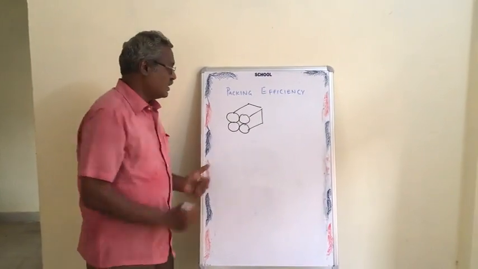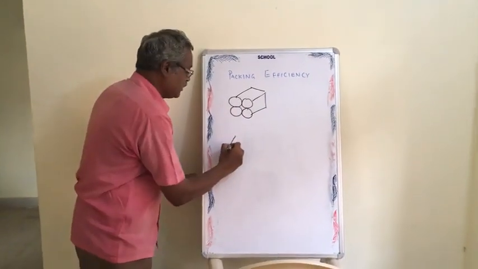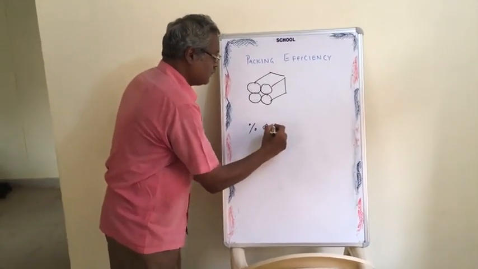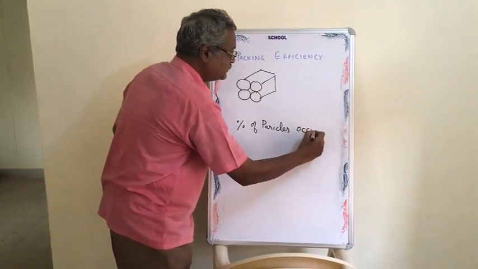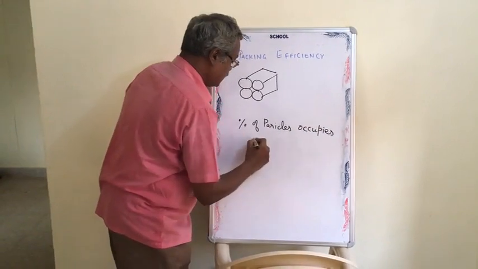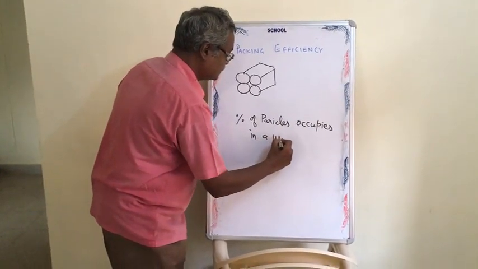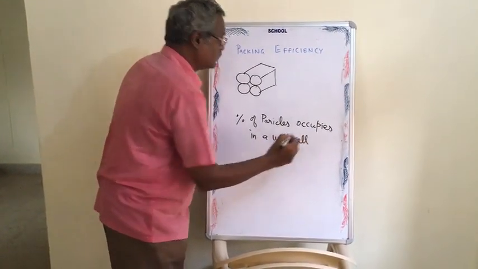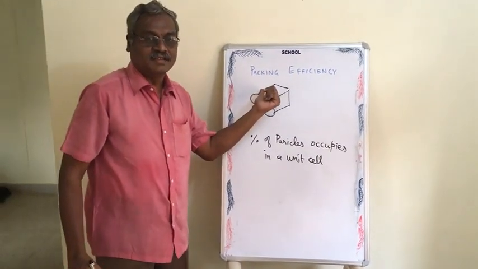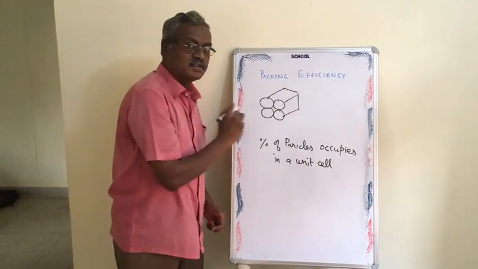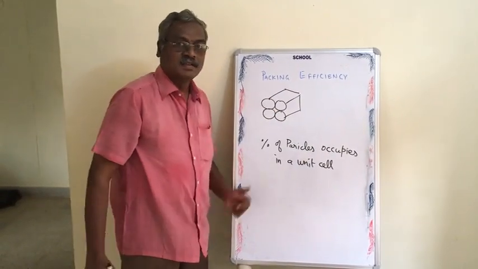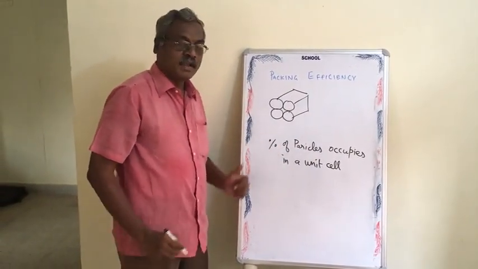So here, how much is it packed? The percentage of particles occupied in a unit cell is known as packing efficiency. What is packing efficiency? The percentage of particles, how many particles are arranged, and how much is empty space. So, how much is occupied by particles, that is packing efficiency.